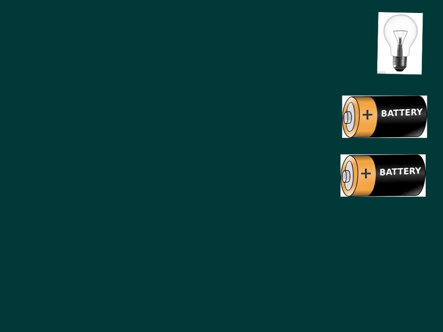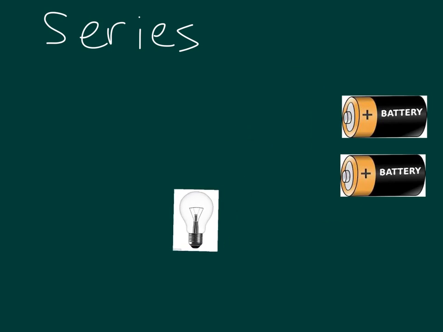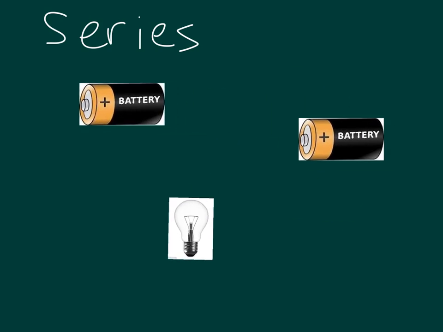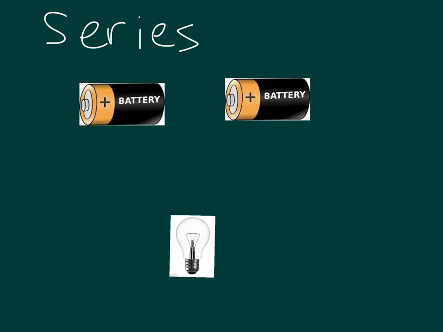So let's talk about series circuits versus parallel circuits. The first one we're going to talk about is a series circuit. And in a series circuit, there is only one path for electricity to flow. So I've got my receiver, which is the light bulb here, and I have my two energy sources, which are the batteries.